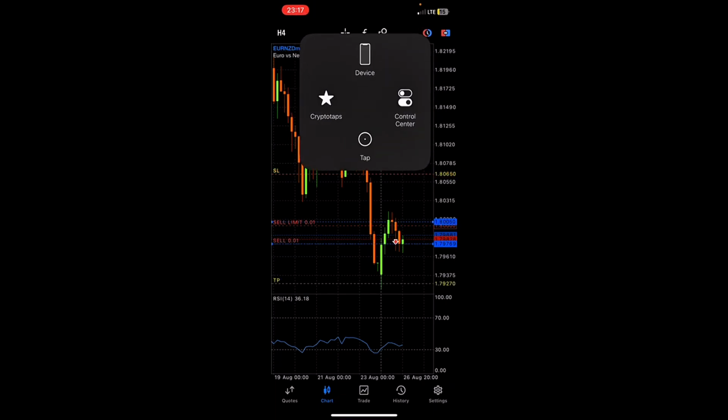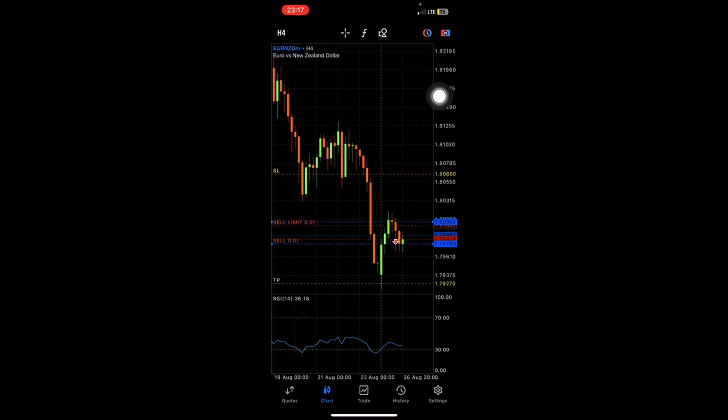I think this is quite simple, and even if it's not simple, you guys are smart, so you understand it. So that's stop loss and that's take profit. Take profit and stop loss are risk management tools that make you a very disciplined trader.